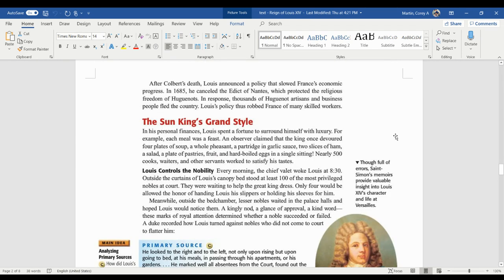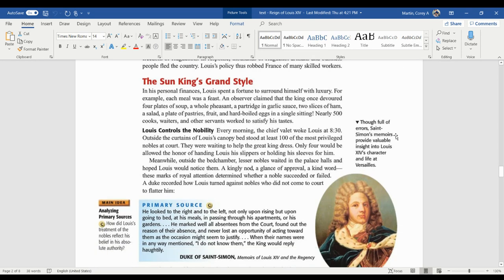After Colbert's death, Louis announced a policy that slowed France's economic progress. In 1685, he canceled the Edict of Nantes, which protected the religious freedom of the Huguenots. In response, thousands of Huguenot artisans and business people fled the country. Louis's policy thus robbed France of many skilled workers.